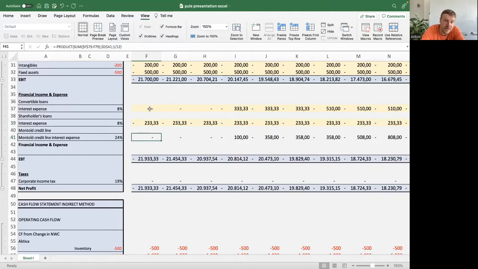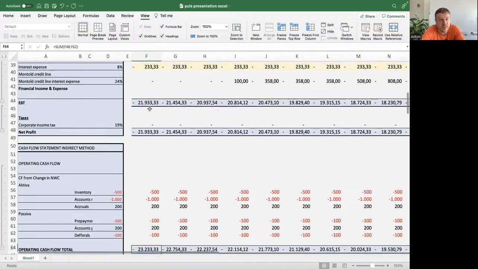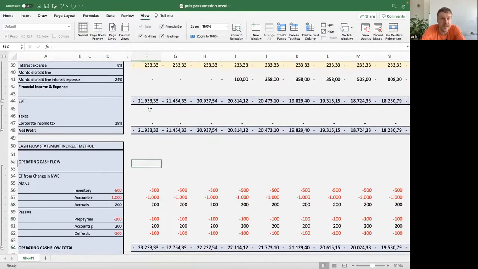But the third type is actually what we will be talking about in the third stage of our today's course. This will be a loan from a third party, and this loan will really be paid, will really be entering the cash flow statement. And after we subtract all these things, we come to the net profit.